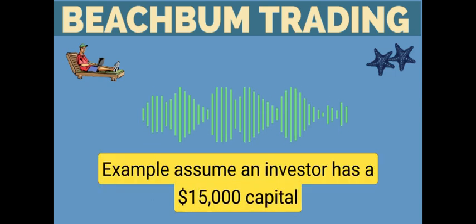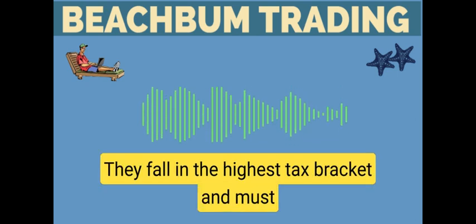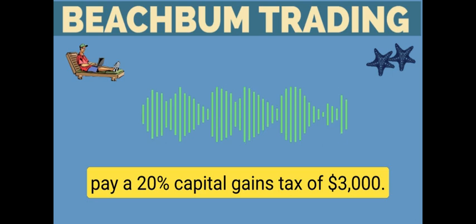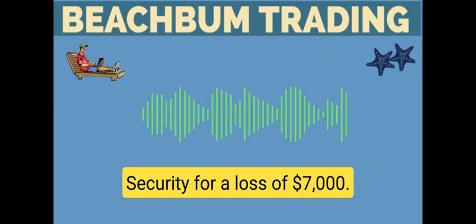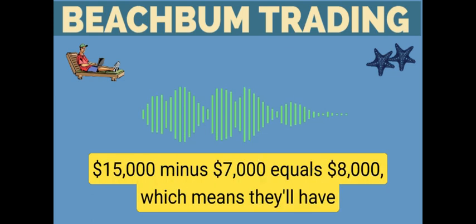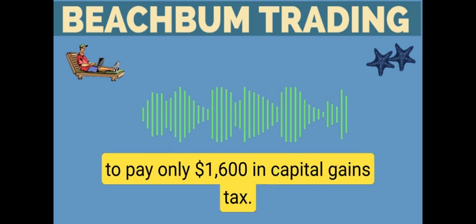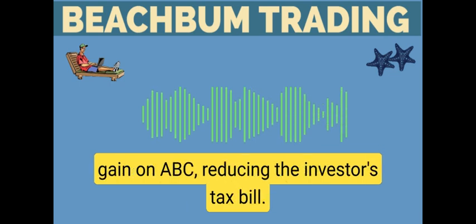Wash sale example: assume an investor has a $15,000 capital gain from the sale of ABC stock. They fall in the highest tax bracket and must pay a 20% capital gains tax of $3,000. But let's say they sold XYZ security for a loss of $7,000. The net capital gain for tax purposes would be $15,000 minus $7,000 equals $8,000, which means they'll have to pay only $1,600 in capital gains tax. Notice how the realized loss on XYZ reduces the gain on ABC, reducing the investor's tax bill.